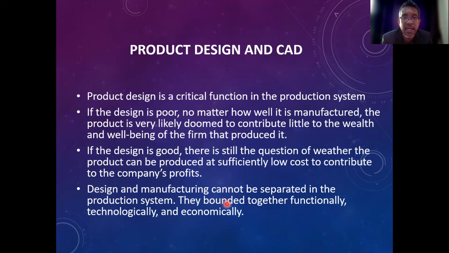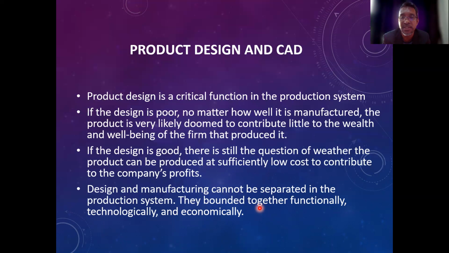Design and manufacturing cannot be separated from each other. They come together in the production system, so they are bound together functionally, technologically and economically. So the engineers on both the design side and the manufacturing side should think and interact with each other, and give information so that a good product can be designed and then manufactured.